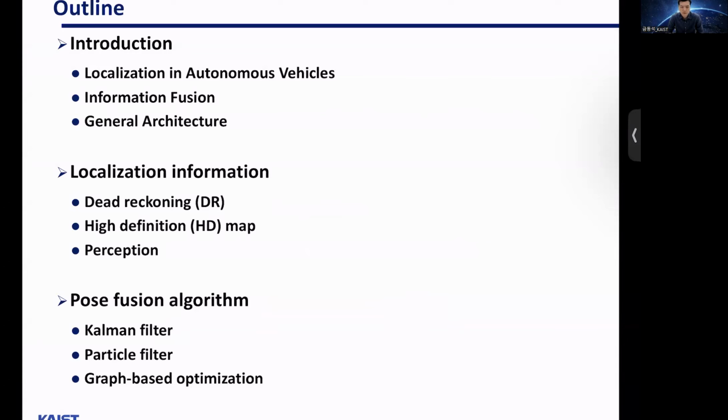So let me start with an outline. This module starts with an introduction, and then an introduction to the localization problem for autonomous vehicles. And then we'll move on to localization information that is available. And then we'll move on to pose-fusion algorithms.